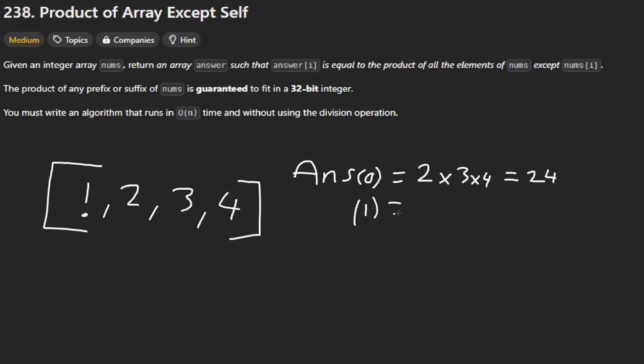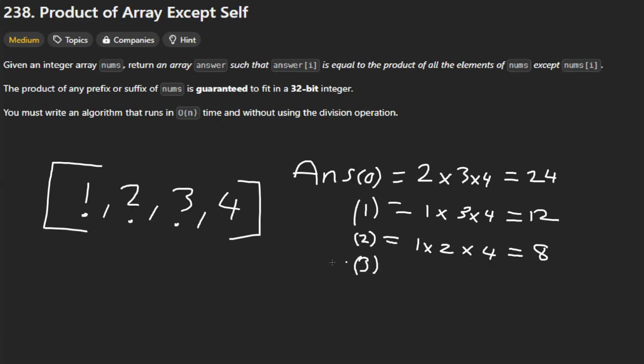So I'll just continue this for the other ones. Let's say we're on 2. It would mean 1 by 3 by 4, which would give us 12. Let's say we're on index 2. So it would be 1 by 2 by 4, which would give us 8. And our last one, index 3, which would be 4, would mean 1 by 2 by 3, which would give us 6. And so our final answer array would look something like 24, 12, 8, and 6.